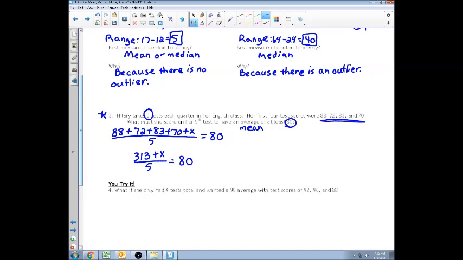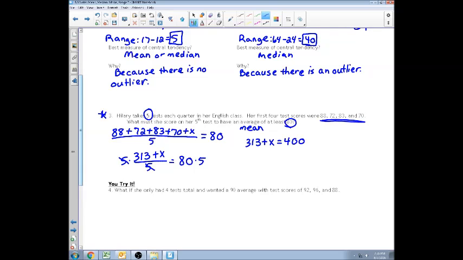Okay? Now, I need to try to get the x by itself. In order to do that, I must get rid of my denominator first. So I will do the opposite. 313 plus x over 5 means division, so I need to do the opposite to get the 5 out of there. So I'll multiply by 5. Anything I do to one side, I must do to the other, so I'll multiply both sides. These would actually cancel out. So what I'm left with is 313 plus x is equal to 80 times 5, which is actually 400.